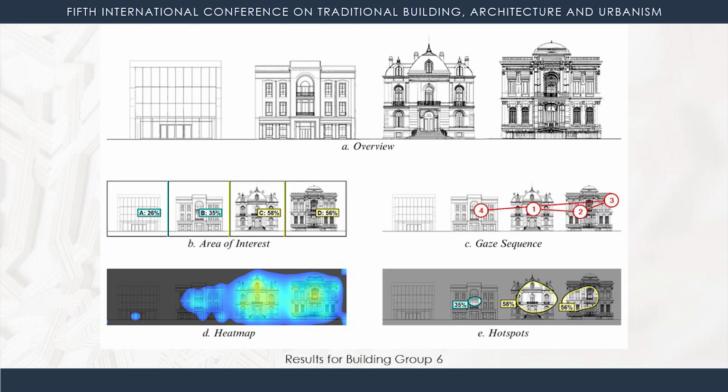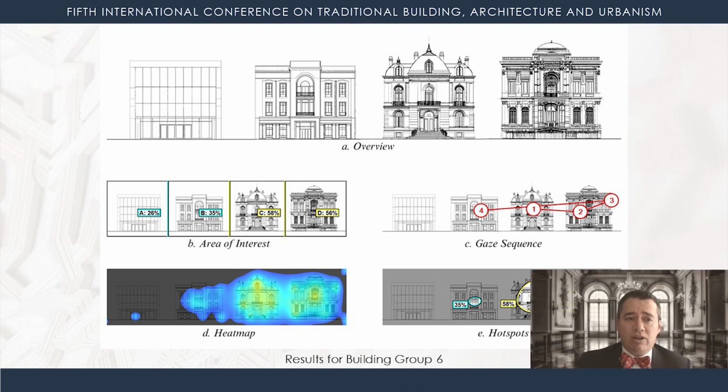In group 6, both the classical and detailed facades performed best, achieving nearly full heat map coverage, moderate coherence scores, and moderate to high fractal dimensions. The modern facade, however, again had the lowest coherence score, as well as a low fractal dimension. This further reinforces this link between complex geometry and visual attention.